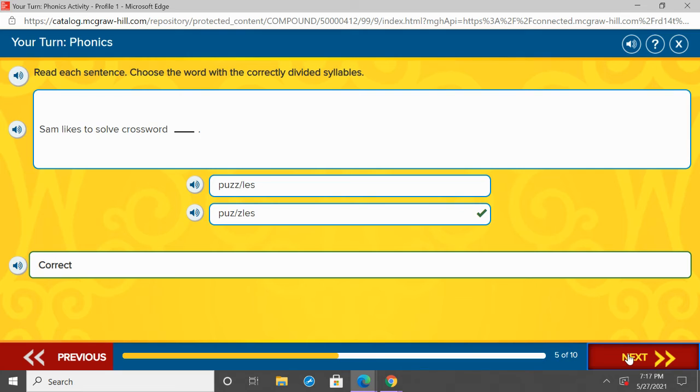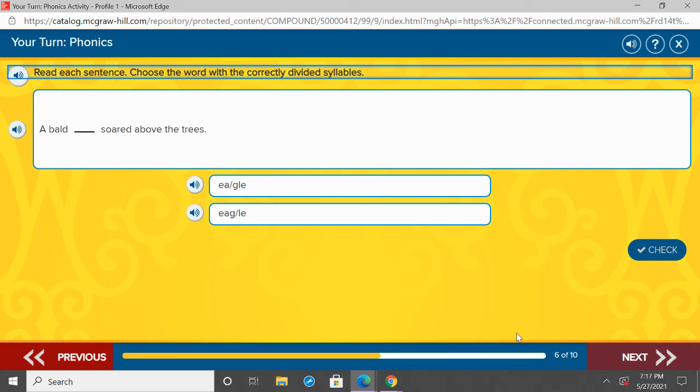Great job. A bald eagle soared above the trees. So eagle is our word. We need to break that word up into syllables. We have that L-E pattern. We can hear it: eagle, circle, journal. So in order to break it up into syllables, that syllable has to have that consonant L-E with it.